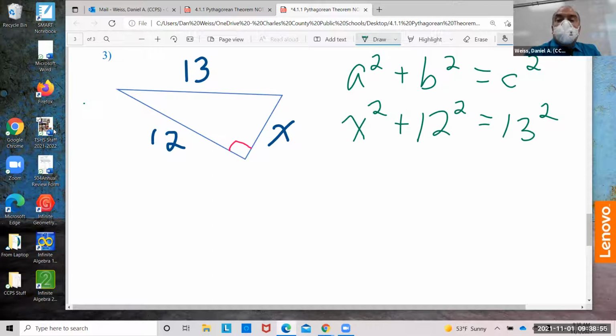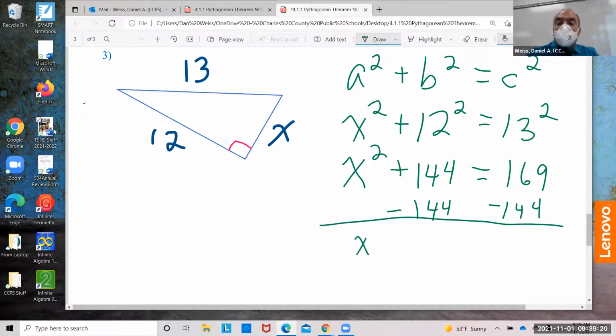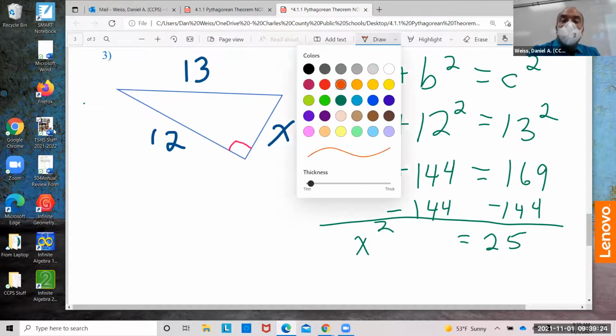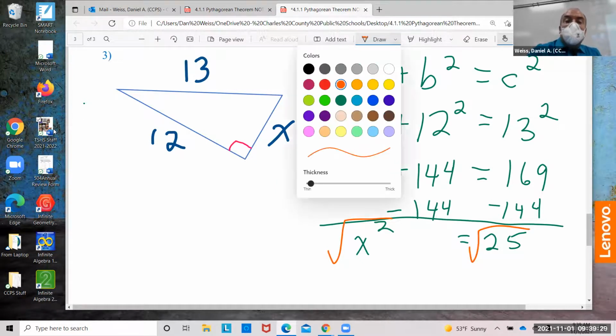So x squared plus 12 times 12 is 144. 13 times 13 is 169. And now I don't add those together, right? Because what do I do to both sides now? Subtract 144 from both sides. Okay. And 169 minus 144 gives me 25. So I take the square root of 25, and the square root of 25 happens to be 5.